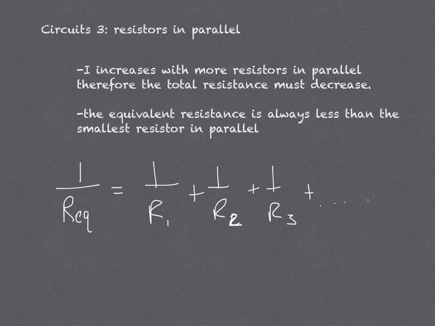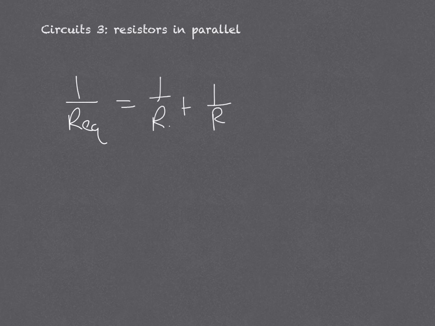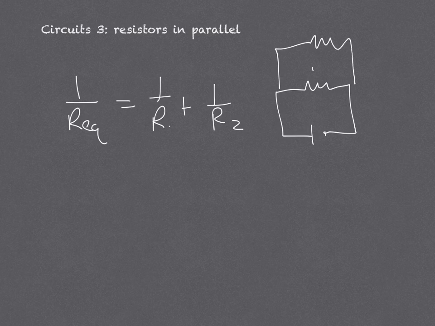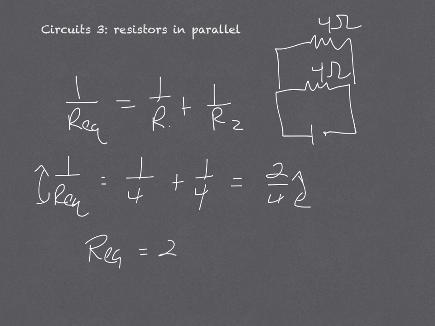So let's look at some conceptual questions that will come about with solving the equivalent resistance. It's nice whenever the resistors are the same value because there's a little trick that we can do. So 1 over Req equals 1 over R1 plus 1 over R2, and we're just going to build a circuit that has just 2 resistors in parallel. And we'll make them both 4 ohms. So if we do the math here, we have 1 over Req is equal to 1 over 4 plus 1 over 4, which equals 2 over 4. If we do the reciprocal now, flip both sides, you get that the equivalent resistance is 2 ohms.